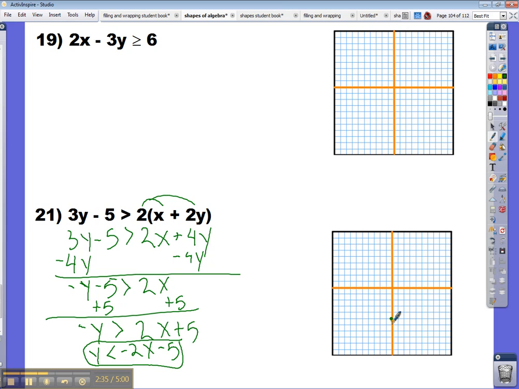My slope is negative 2, which means I go down 2 and then I always move to the right. So down 2, right 1. Down 2, right 1. Down 2, right 1. And I'm going to have to go backwards, so up 2, left 1.